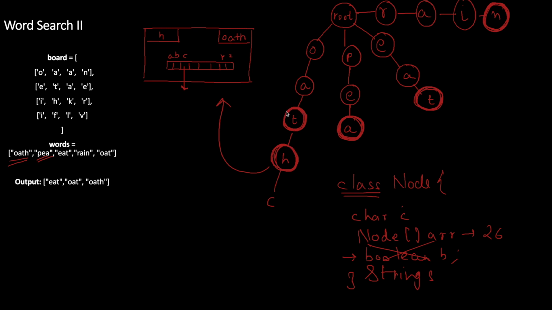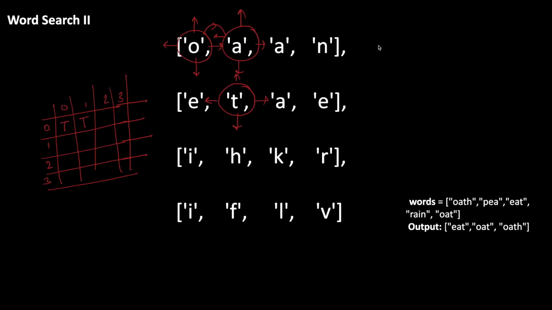One more thing, once you are over here, you will check in the trie whether a word exists over here or not. So if you see, this is marked. So it means that oath exists in the trie. So what you will do is you will create a resulting set and you will add this word. So we will have a resulting set and you will add oath to it, correct?